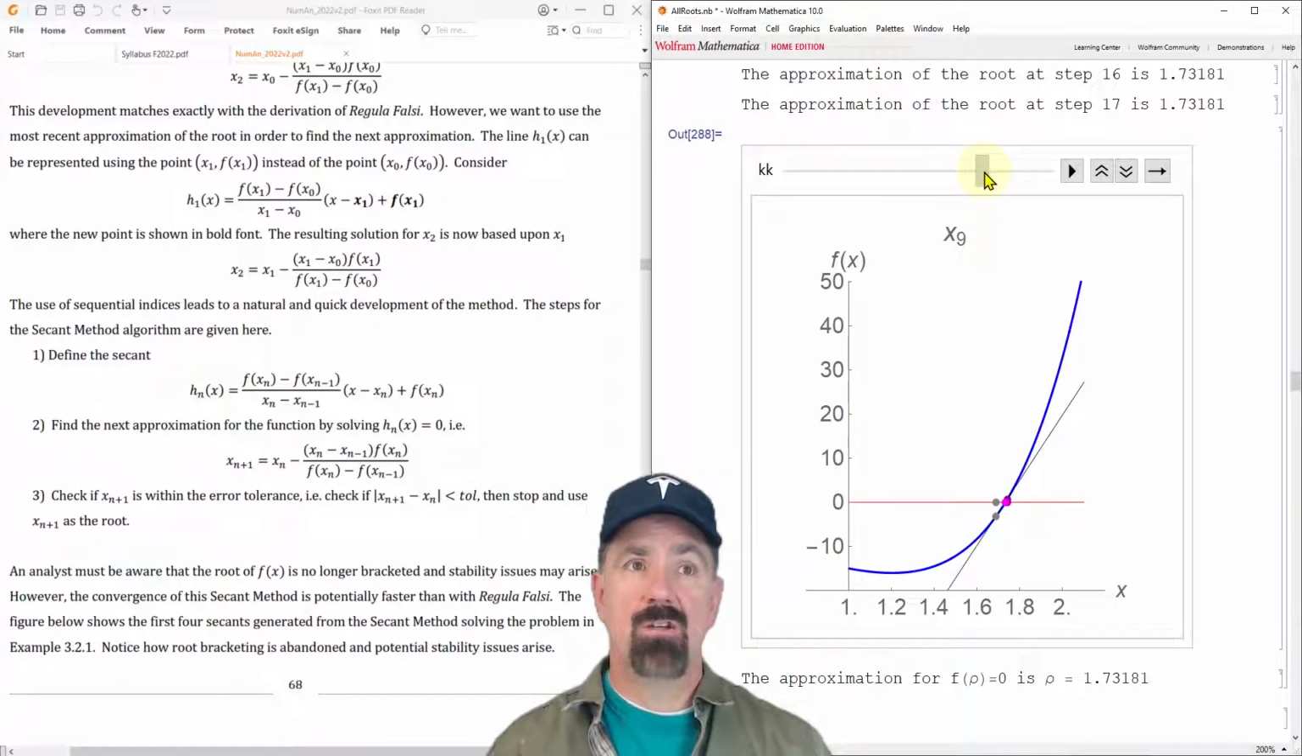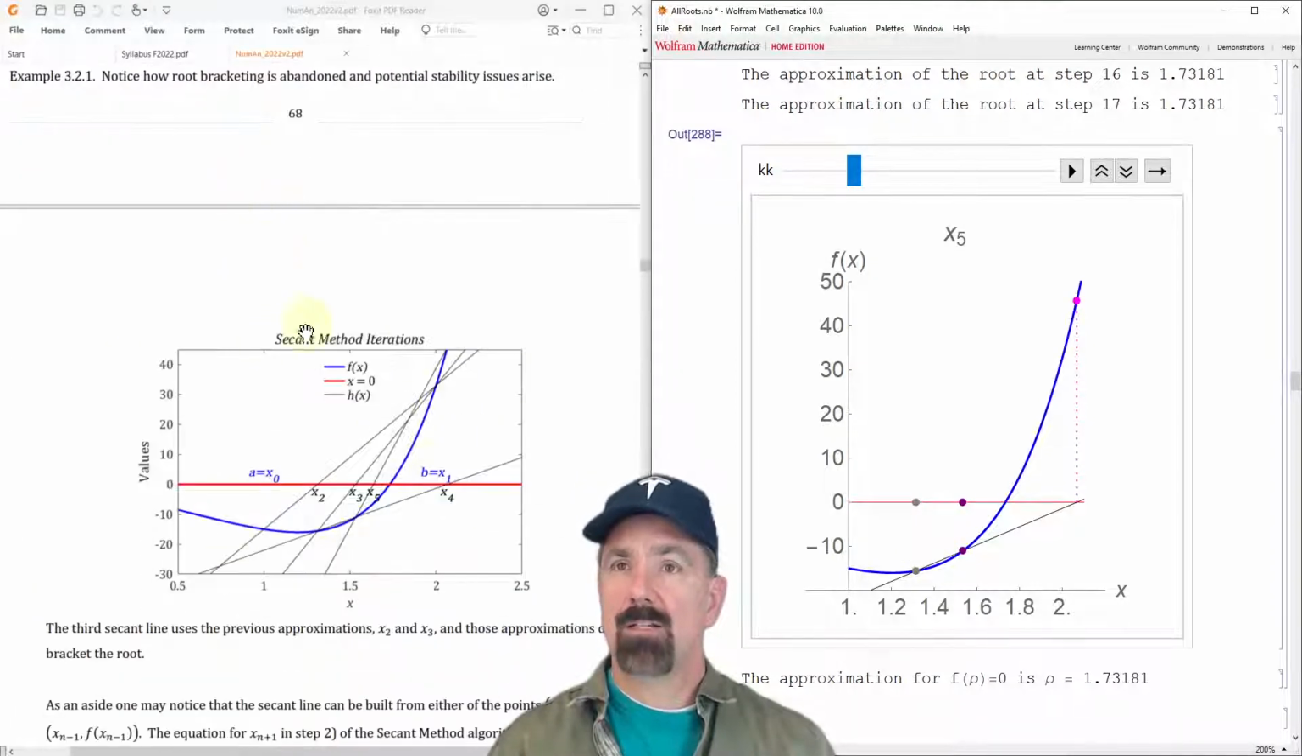And as we continue, we can see that we are coming in closer and closer to approximating the root until we finally end up with the points so close together we can't differentiate them. But this right here is the hallmark of the secant method, as opposed to regula falsi. We are using 2 points that do not bracket the root that we're concerned about.